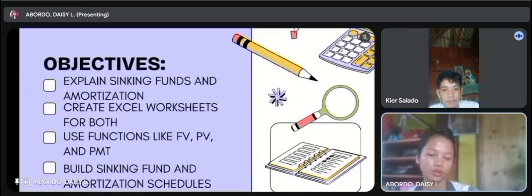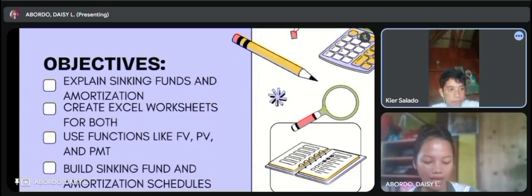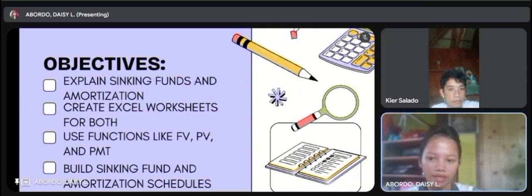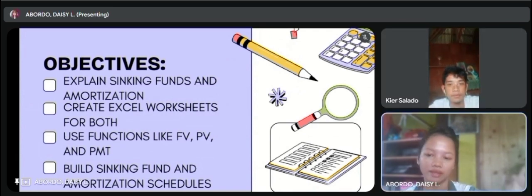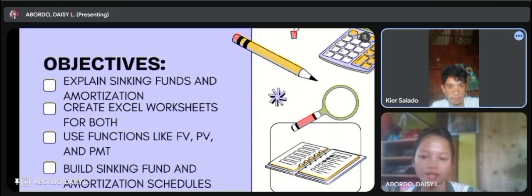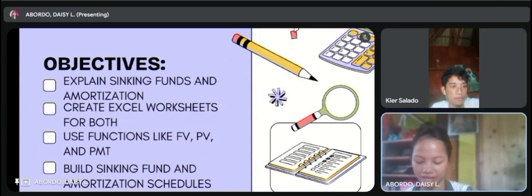At the end of this tutorial, you'll be able to first explain sinking funds and amortization. Next, create Excel worksheets for both. Use functions like FV, PV, and PMT, and lastly, build sinking funds and amortization schedules.